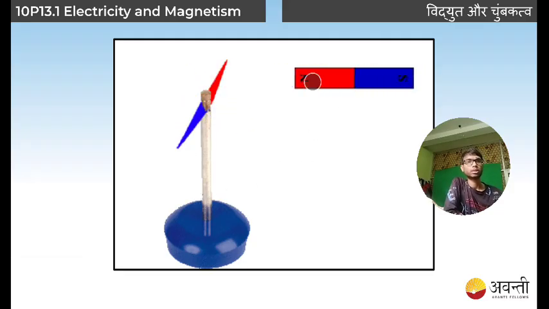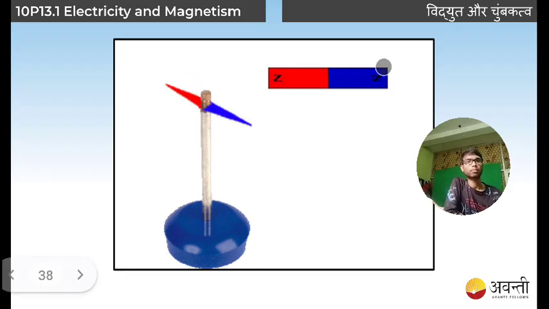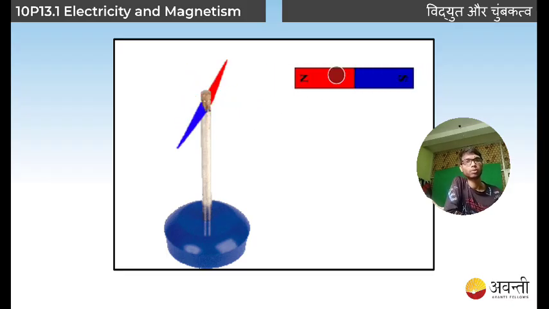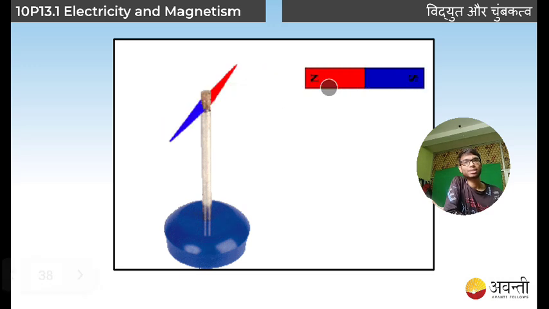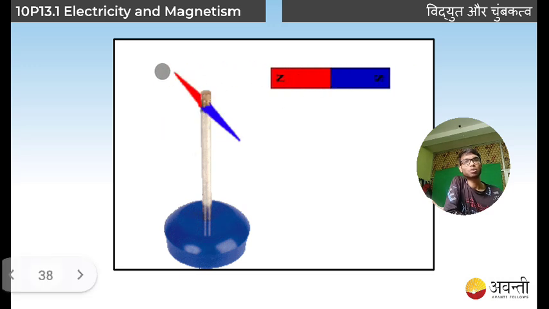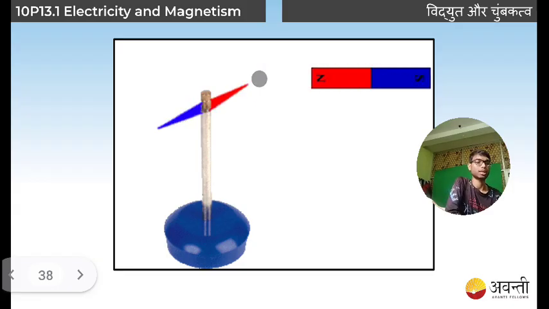Here what is happening? This bar magnet and this you are using. It is not attracting this. This is not attracting this because both poles are the same. That's why.